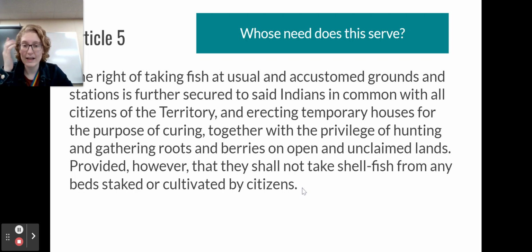So this is fishing rights. This is saying that the Native people can fish where they normally do. If they need to set up temporary houses, they can on any open and unclaimed lands, but they can't take shellfish from any areas that have already been claimed by white settlers. So whose need does this serve?